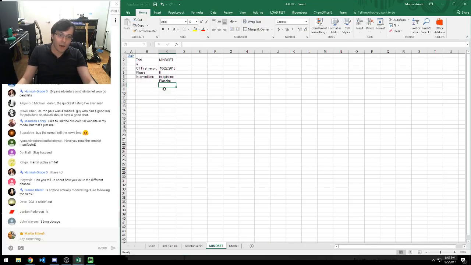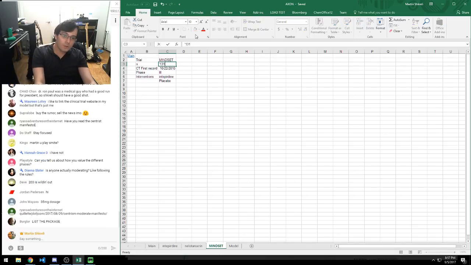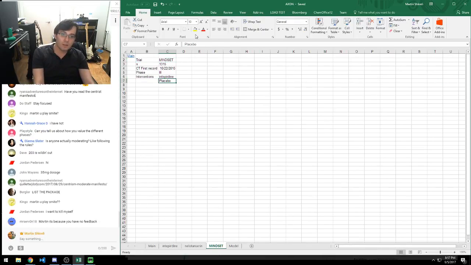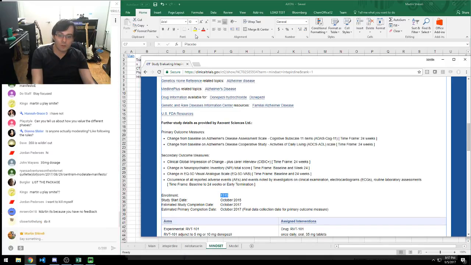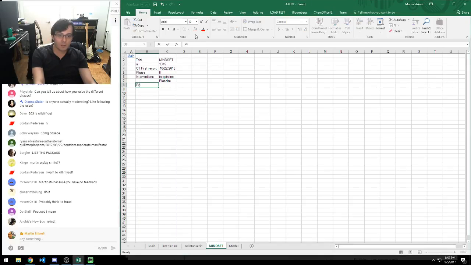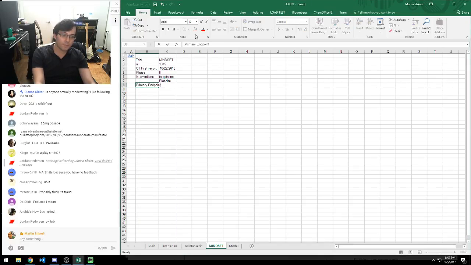1,315 patients. Wow. That is a big study. So the most important thing in any clinical trial is the primary outcome, or primary endpoint.